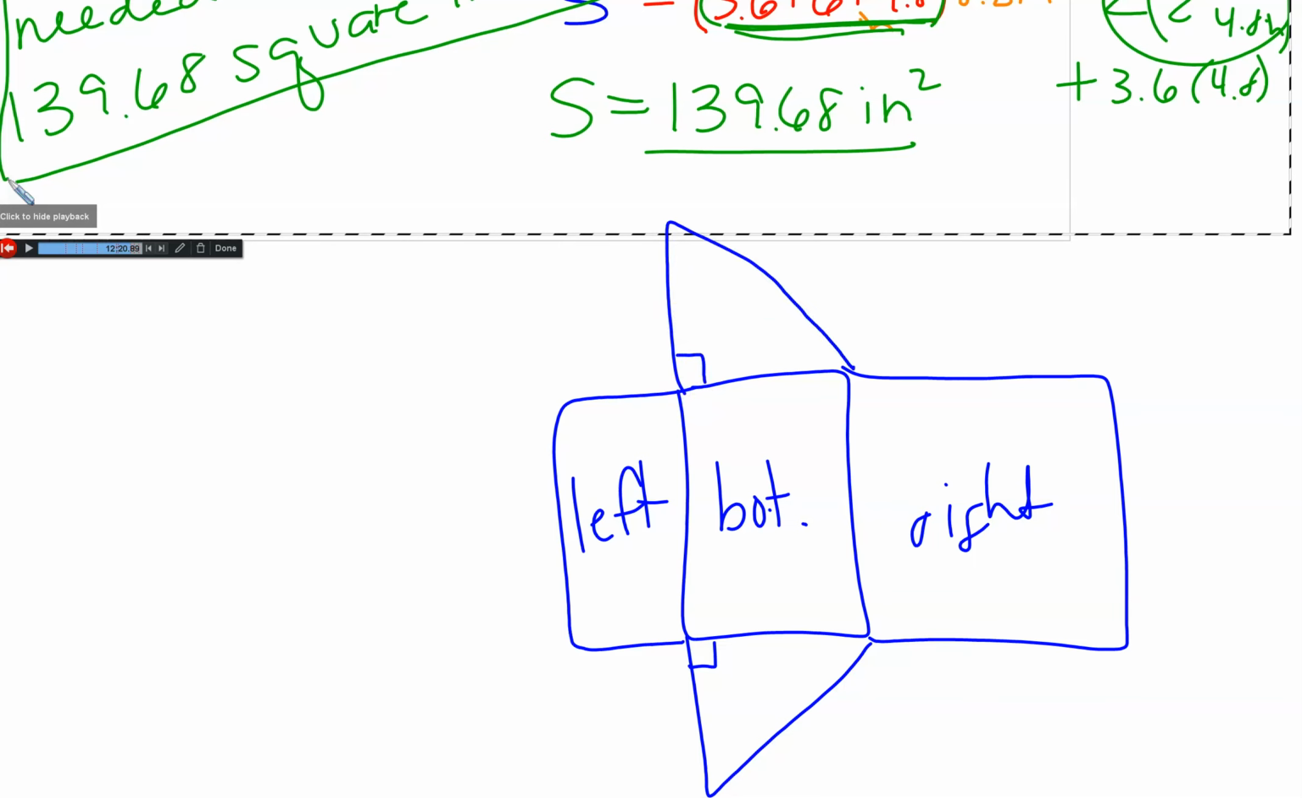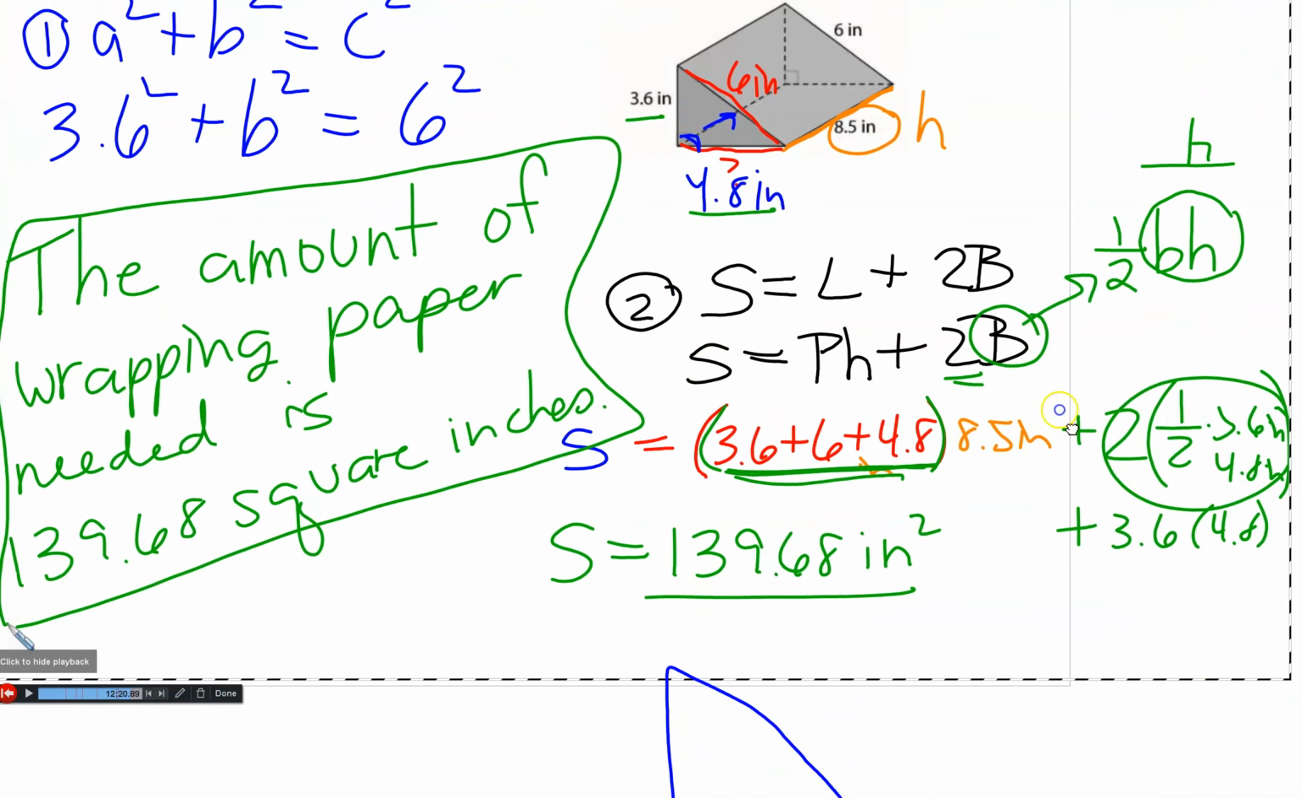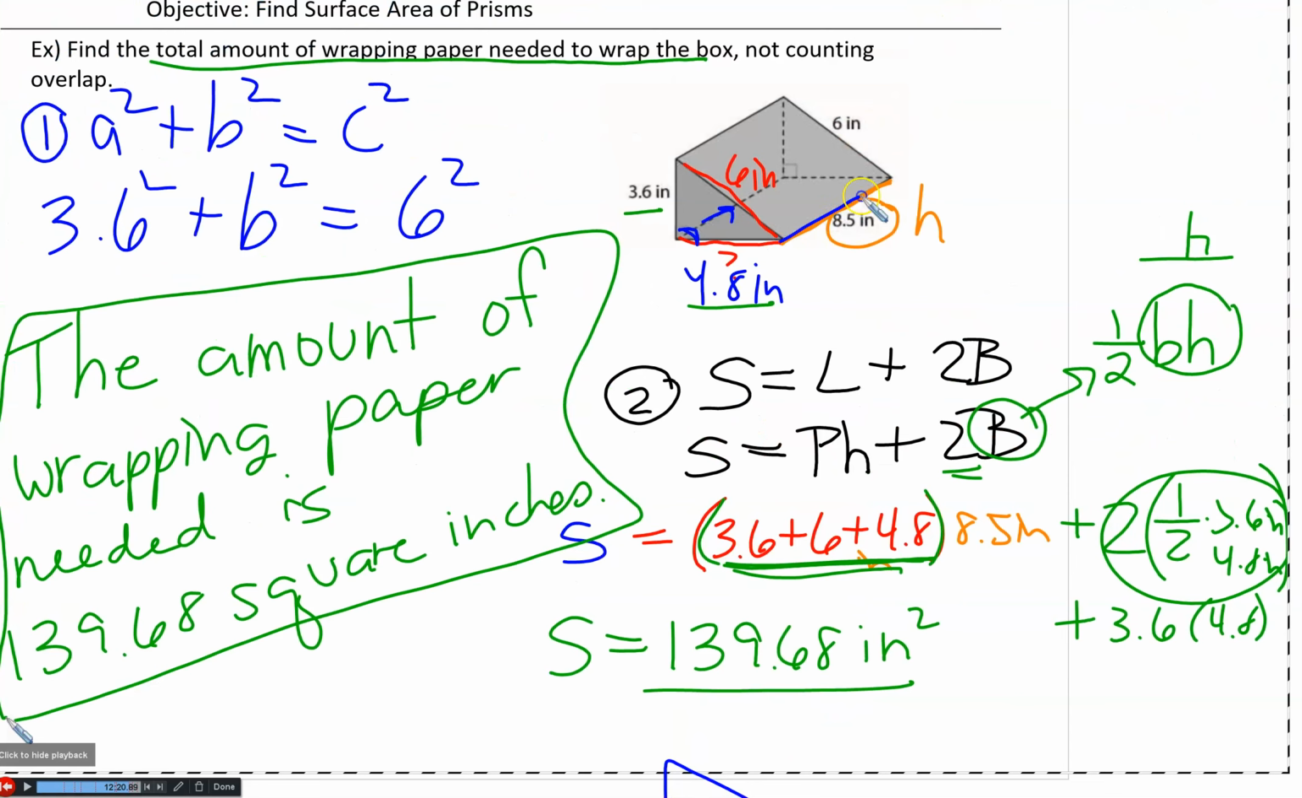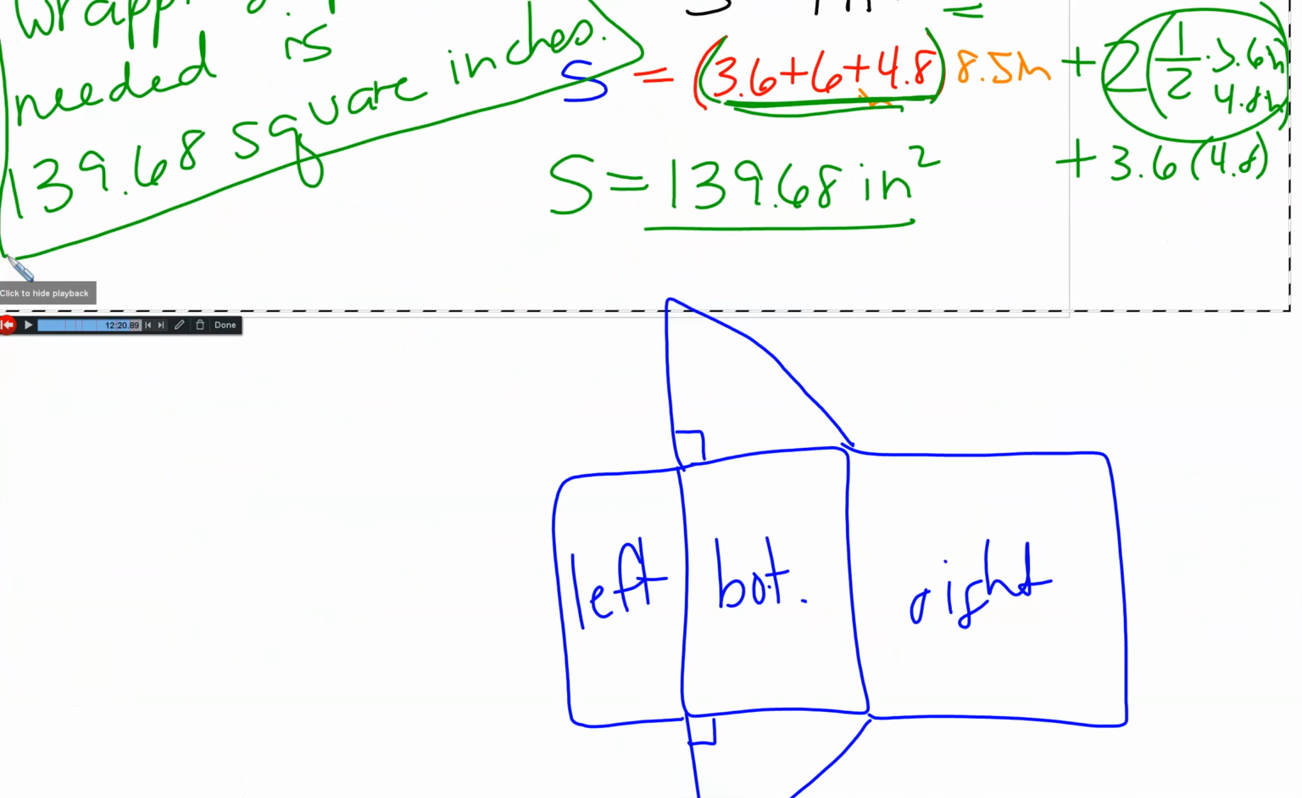So what we would do if we're going to use a net is, some people, honestly, if you're going to use this method, you don't have to draw them connected, okay? You just have to know you have 3 rectangles, what the measurements of those rectangles are, and 2 right triangles, and what the measurements of those right triangles are that you need, and then how to calculate the area of those shapes. So going back up here, so our bottom rectangle would be 8.5 by 4.8. So we'd have that. So this is 8.5 times 4.8.